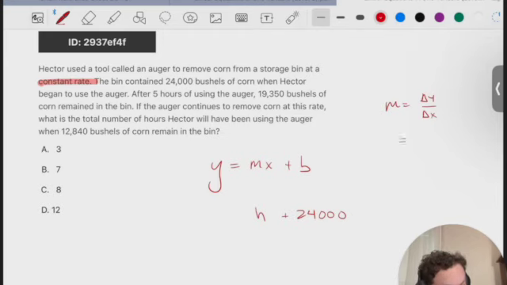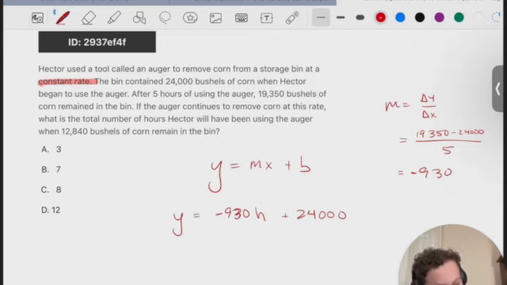Hector changed from 24,000 to 19,350 minus 24,000, over 5 hours. So the slope of this is negative 930 bushels per hour.